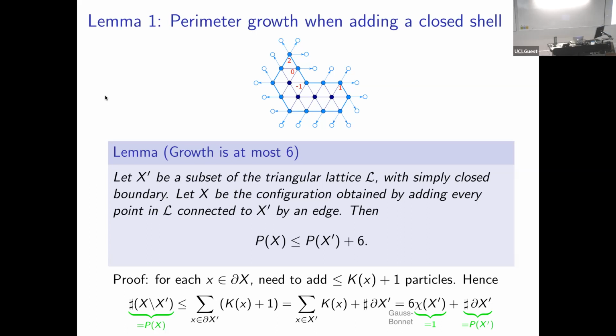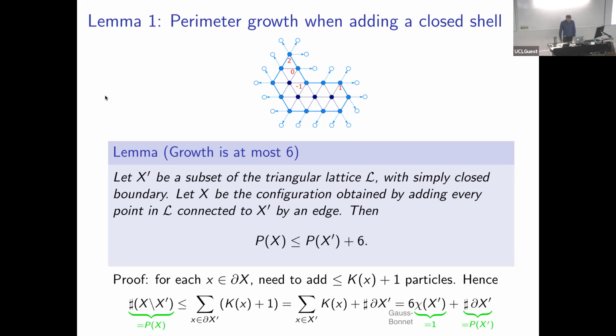So the particles I add, it's this sum over curvature plus 1 over the boundary particles, and then I can do the curvature sum with Gauss-Bonnet, so it gives me 6 times the Euler characteristic, plus I get the number of particles in the boundary here. So I think it's a very simple and nice argument.